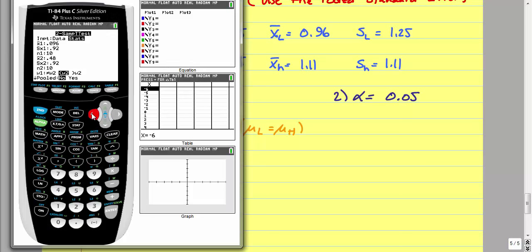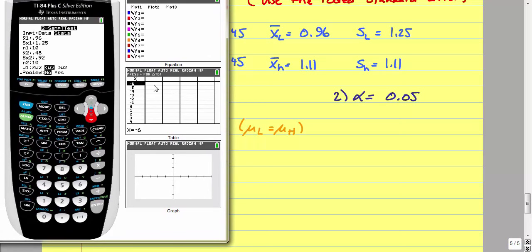Oops, let's be careful how I enter that. It's 0.96. My standard deviation is 1.25. My sample size is 45. X bar 2, which is my average of my high protein diet, is 1.11. The standard deviation is 1.11. My sample size here is 45 as well. And on this one, I'm looking at the not equal to case. I'm just looking to see if there's a difference.